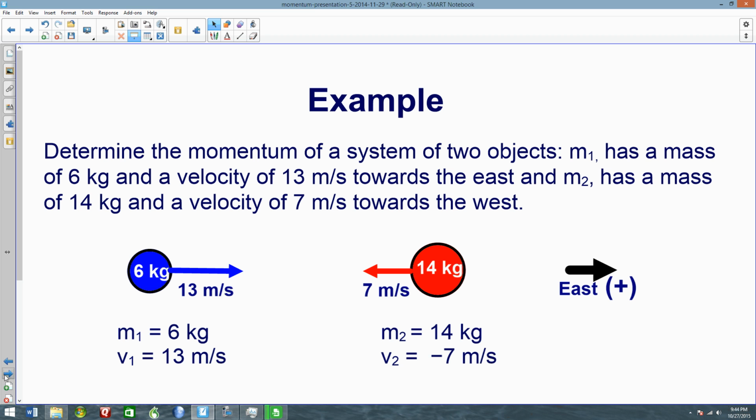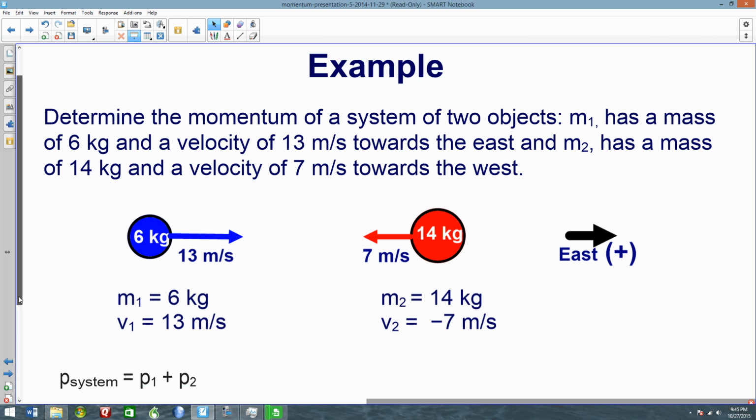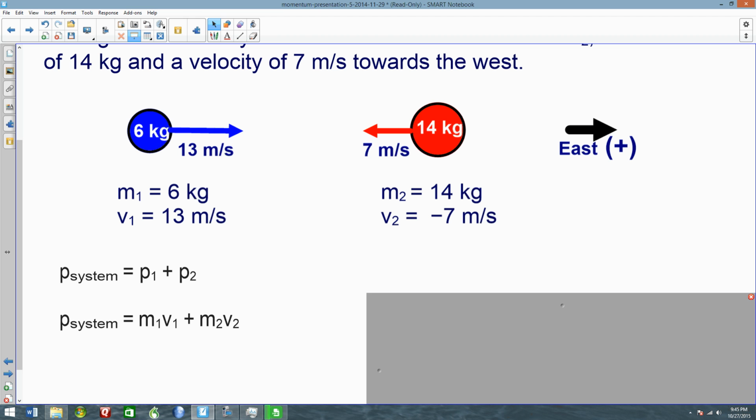So here's an example. Determine the momentum of a system of two objects, M1, which has a mass of 6 kilograms and a velocity of 13 meters per second going east, and M2 has a mass of 14 kilograms and a velocity of 7 meters per second going west. Again, we're going to find the momentum of the system, and remember that these are vector quantities. And that means that we need to make sure that we include direction. Go ahead and pause now and see if you can solve this.